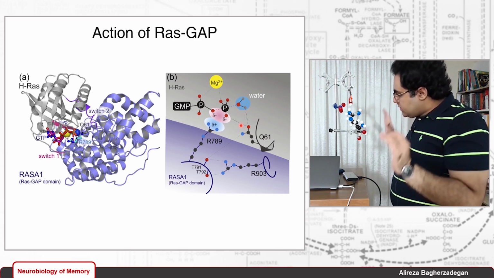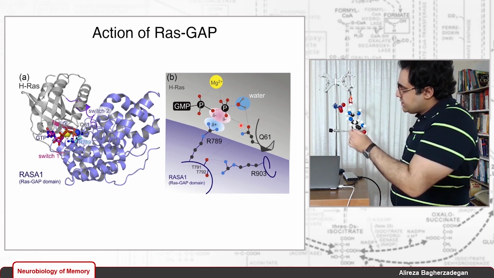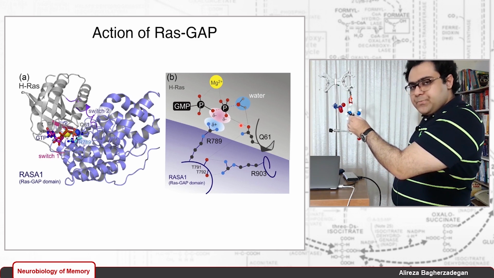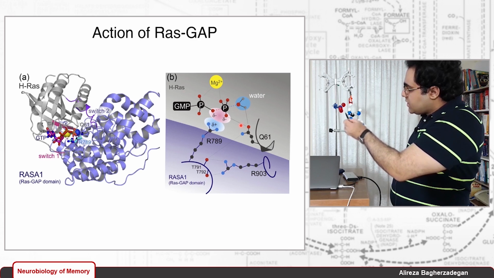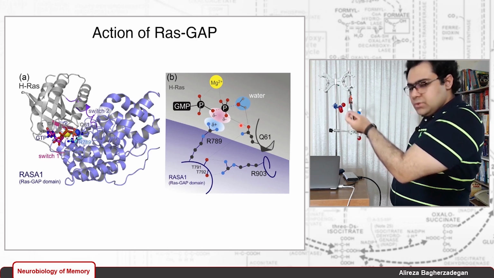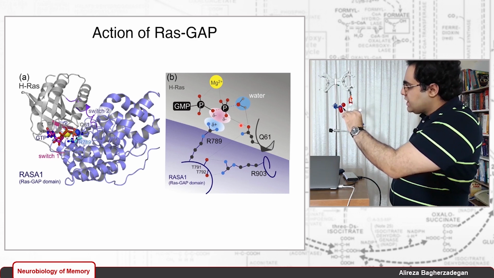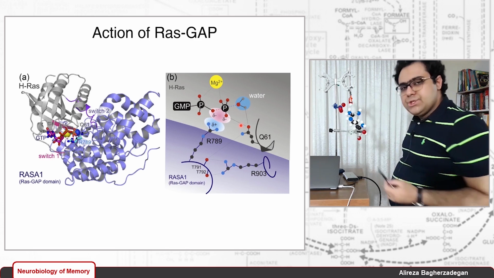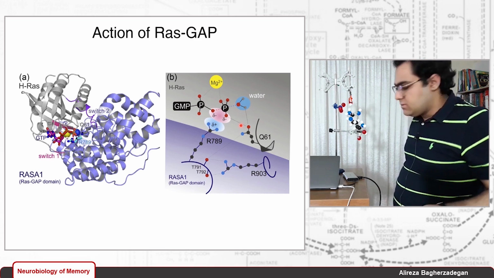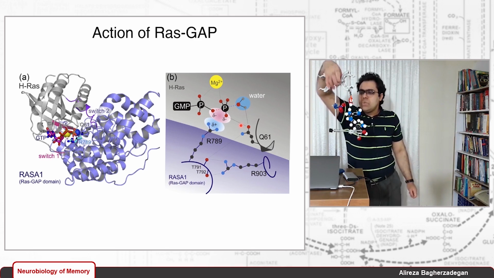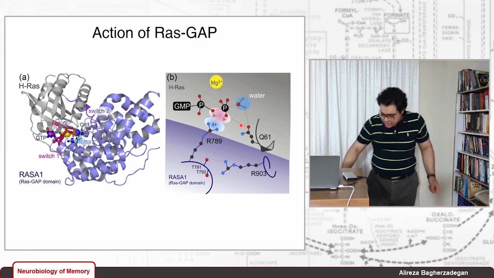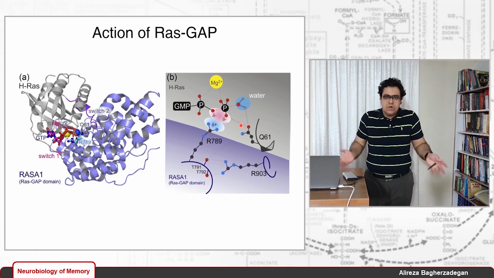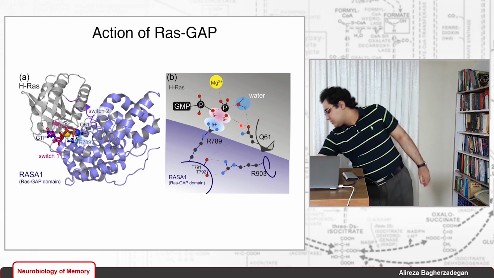So all GAP does is insert this single arginine finger into this binding pocket. Thanks to its positive charge in this part, it reduces the amount of energy required for bringing this gamma phosphate into this intermediate position, in which it can be hydrolyzed by this water. That's all it does. But again, it's beautiful because by doing a relatively simple task, it facilitates the hydrolysis of GTP.